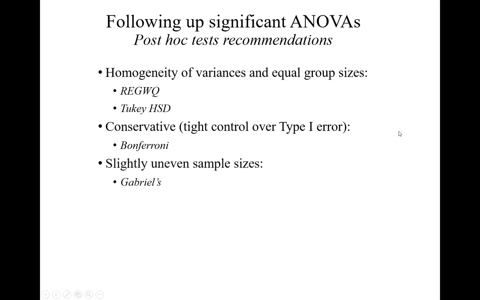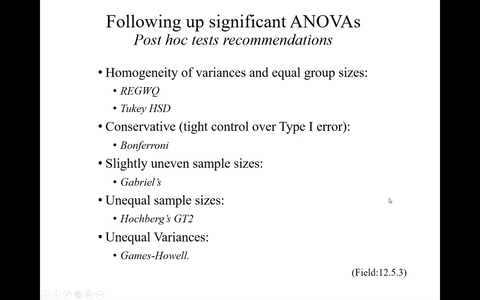If you have slightly uneven sample sizes, then Gabriel's post hoc test is good. What is slightly? I don't know what the cutoffs are, but if there's not massive differences between the size of your samples, then Gabriel's is good. If you have very unequal sample sizes, then Hochberg's GT2 is a good one. And if you have unequal variances, then Games-Howell is the way to go.